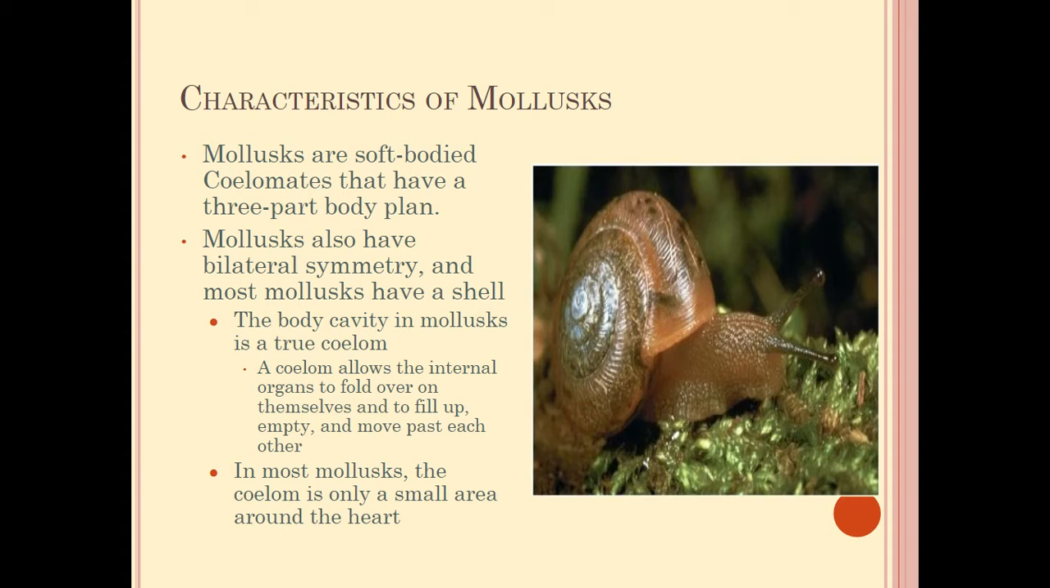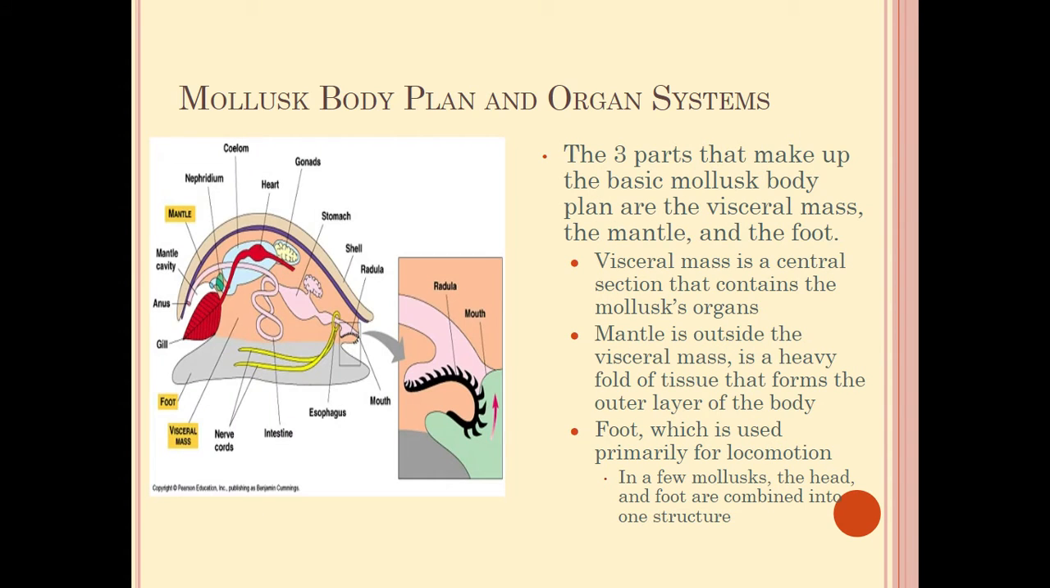Most mollusks have a coelom that is only a small area around the heart. And this heart sac in us is called a pericardium. And this pericardium sac allows the heart to beat without causing frictional forces acting on the lungs and the surrounding areas. So if we look here, this is the body plan of a mollusk.